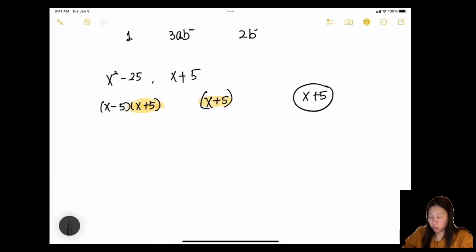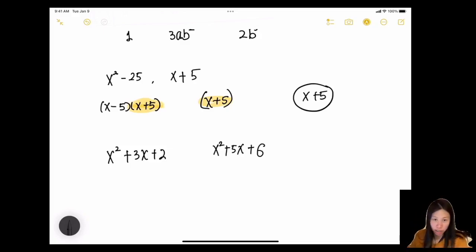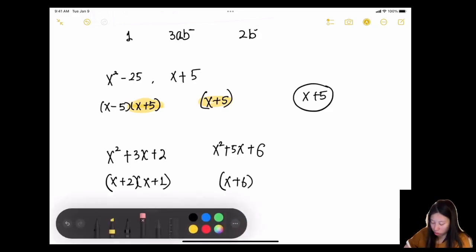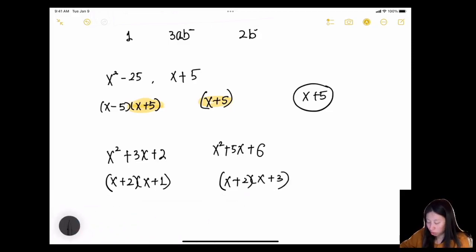Let's do another one, such as x squared plus 3x plus 2, and then x squared plus 5x plus 6. So what will be their common factor? Again, we need to factor these out. By the AC method, I have x plus 2 times x plus 1, and here I have 2 and 3, also the AC method, x plus 2 times x plus 3.